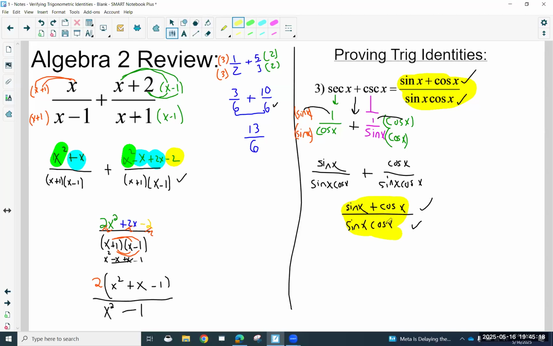All right, we're going to look at some additional identities next, but this is the end of the examples for what people call basic identities.